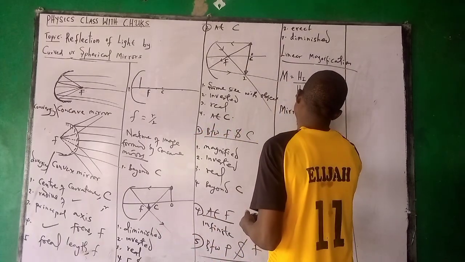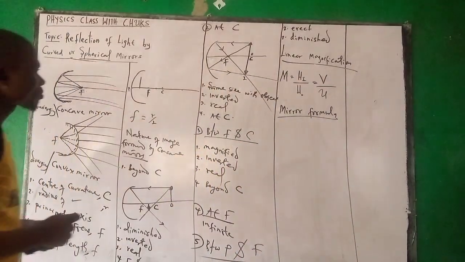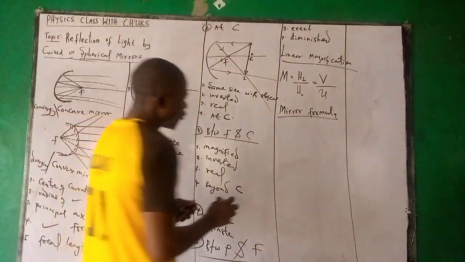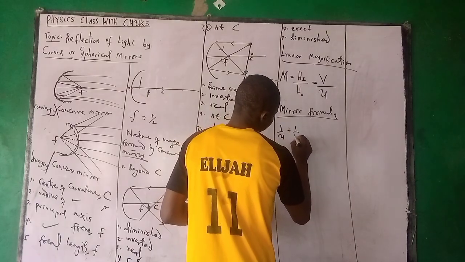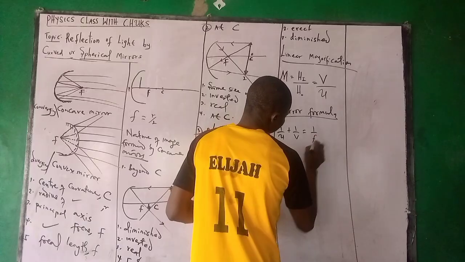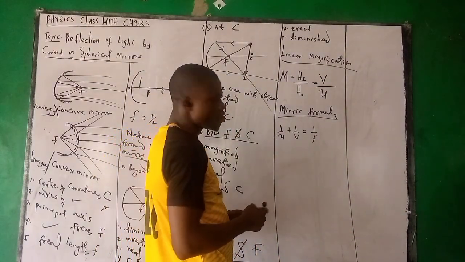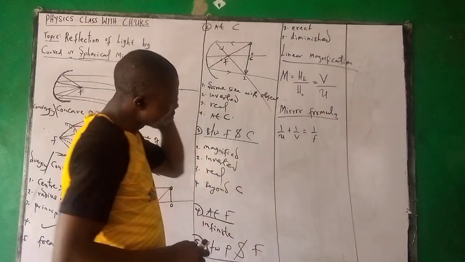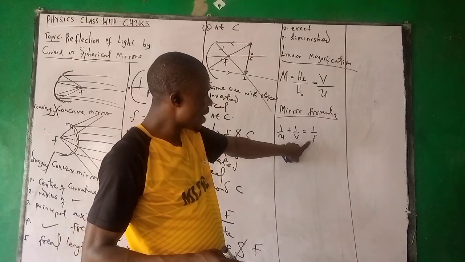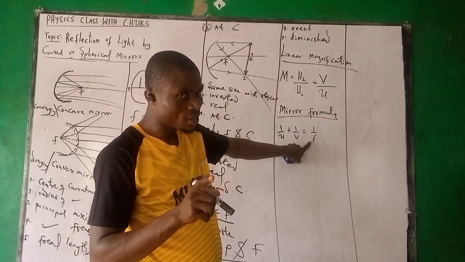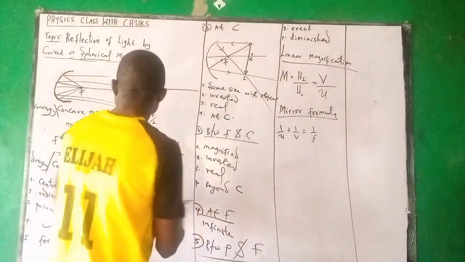Mirror formula. Alright, so now the formula is 1 over U plus 1 over V equals 1 over F. Please, this formula is for concave mirror. Yes, because for concave mirror, image is real. Focal length is positive, and I hope you know the reason, because the thing is not inside.